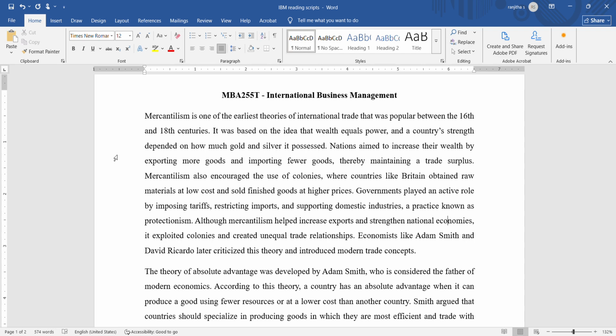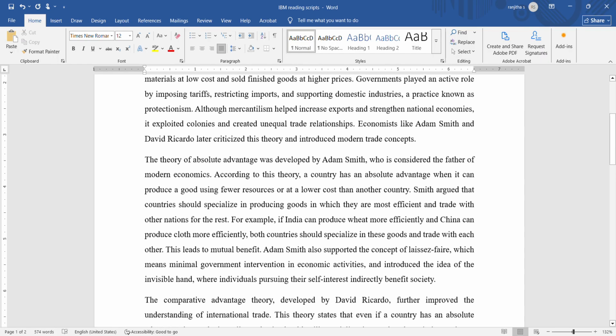Although mercantilism helped increase exports and strengthen national economies, it exploited colonies and created unequal trade relationships. Economists like Adam Smith and David Ricardo later criticized this theory, and as an outcome of this criticism, they introduced a modern concept called the theory of absolute advantage.